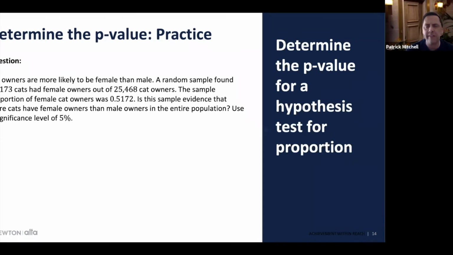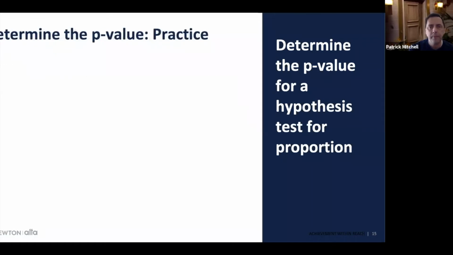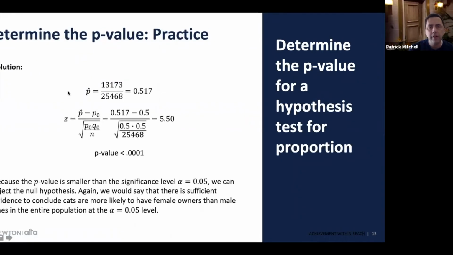You'll see that on the next slide, but that's from doing 13,173 over 25,468. Is this sample evidence that more cats have female owners than male owners in the entire population? And we're going to use a significance level of 5%. So there's the calculation for p hat.